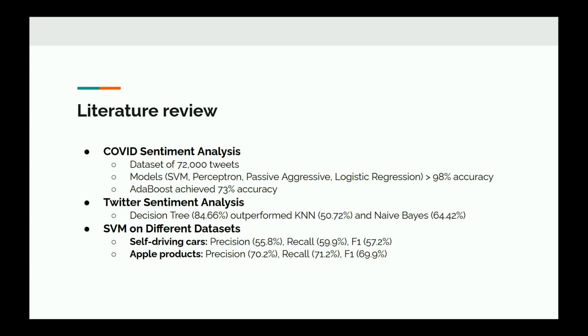The third paper was the support vector machine classifier on different data sets. Two data sets were self-driving cars, and the second one was Apple products. In the self-driving cars, the precision was 55%, recall 59, and F1 57, and Apple products were much better regarding the support vector machine, and the results were better than in the first data set. The precision, recall, and F1 scores were higher in the Apple products than in the self-driving cars.